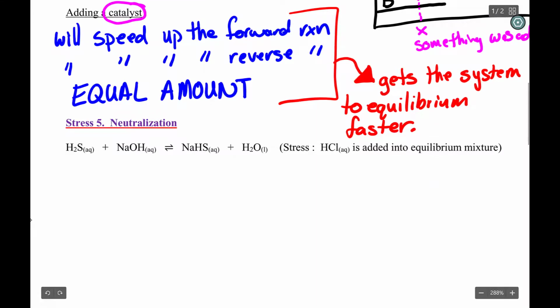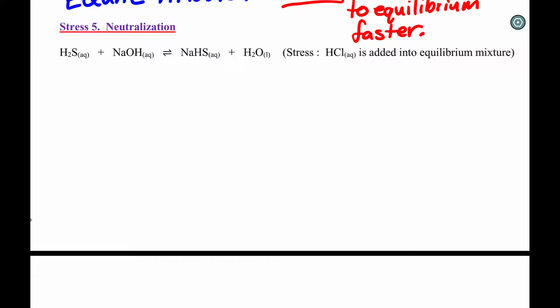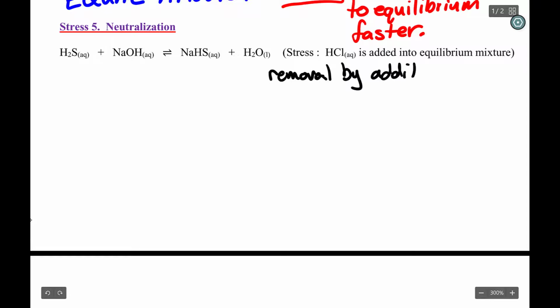The next one is neutralization. Now, really what's happening in a neutralization question is something is being removed, but it seems really weird because you're actually adding something into the system in order to remove something. So I often call neutralization and precipitation removal by addition. Removal by addition. So let's look at the stress, and we're going to look at the chemical reaction, and we're going to notice how bizarre this seems.